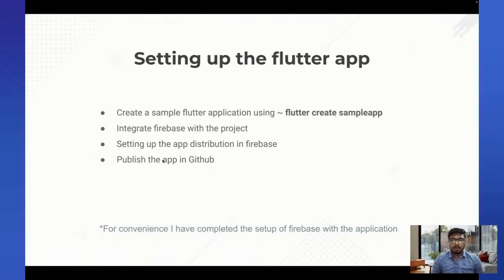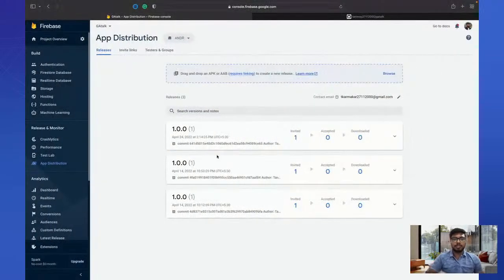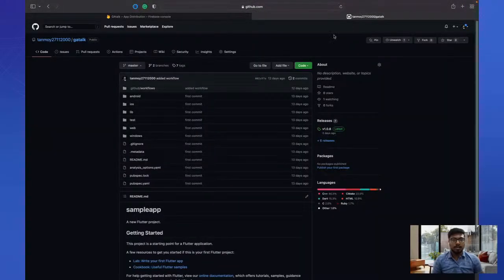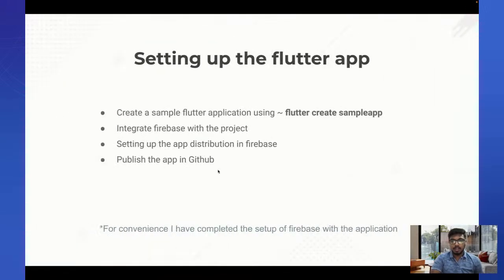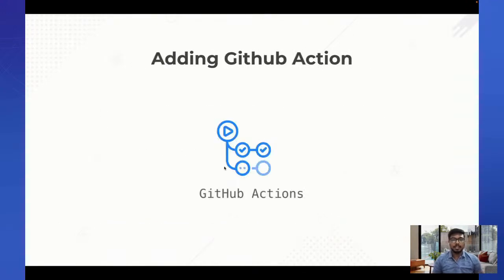And then we will publish the application to GitHub, and we will start the process of GitHub Actions. So here you can see that I have already uploaded this project to GitHub, and this is the simple stuff. So let's go to where we'll be adding the GitHub Action.